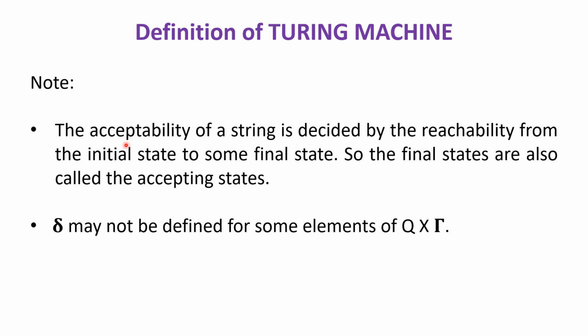Remember that the acceptability of a string is decided by the reachability from the initial state to some final state. So, the final states are also called the accepting states. And it is not necessary to define the delta transitions for all the elements of Q times Γ.